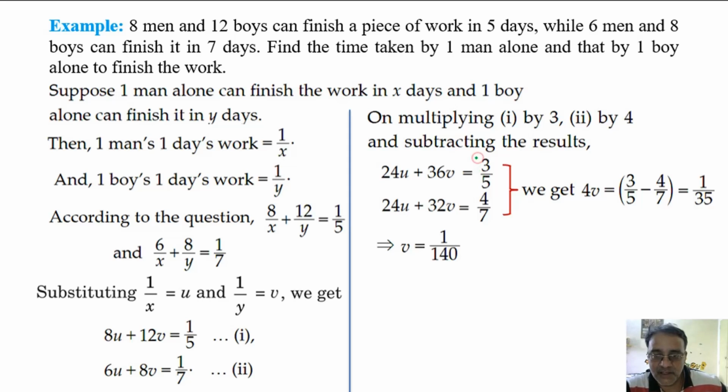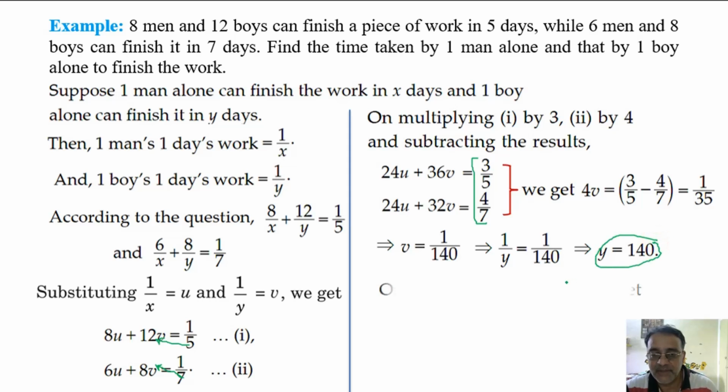If you are not comfortable with fraction, you can use the previous method. इसको 5 से इंटू कर लो, इसको 7 से इंटू कर लो, ओके. उसके बाद जैसा पिछले क्वेश्चन में किए थे वैसे कर सकते हो, और ऐसे भी कर सकते हो if you are comfortable with fraction. Okay, so v is equal to 140. Now I'm going to substitute v is equal to 140 with 1 upon y. So y is equal to 140. Then on putting v is equal to 140 in equation 2. Equation 2 is this one.